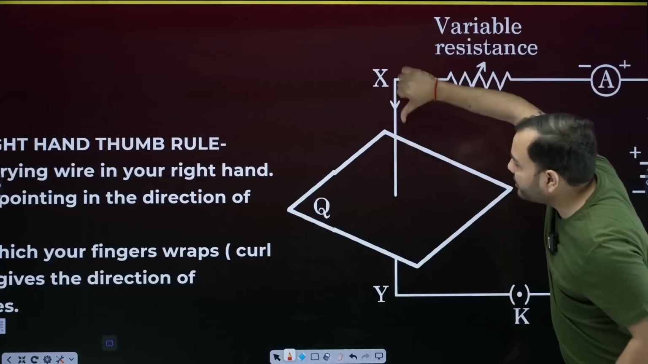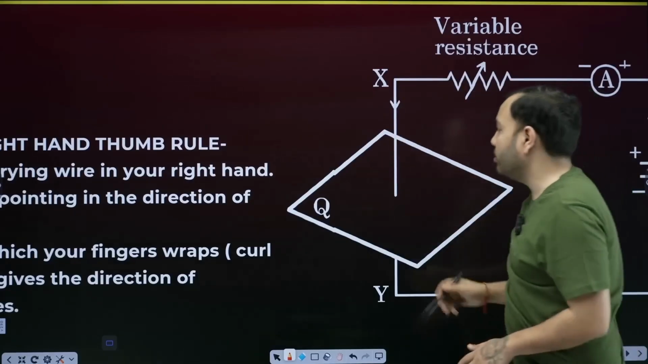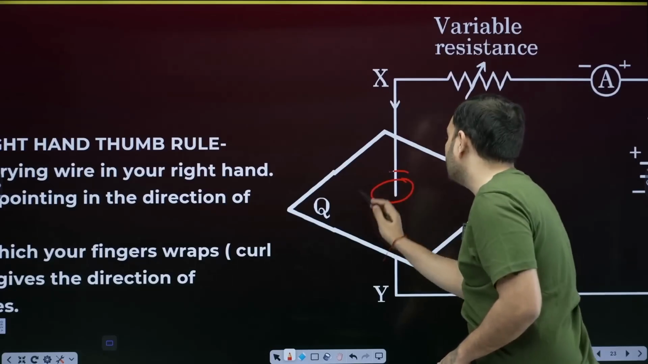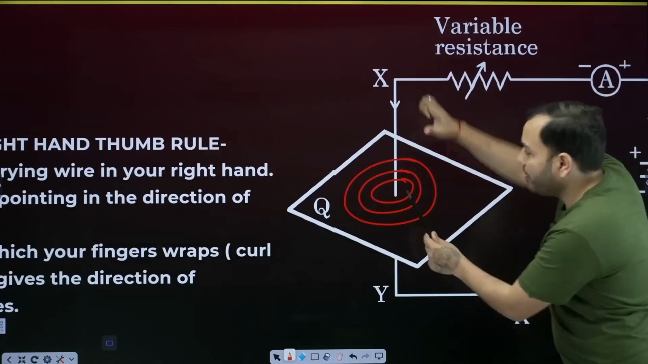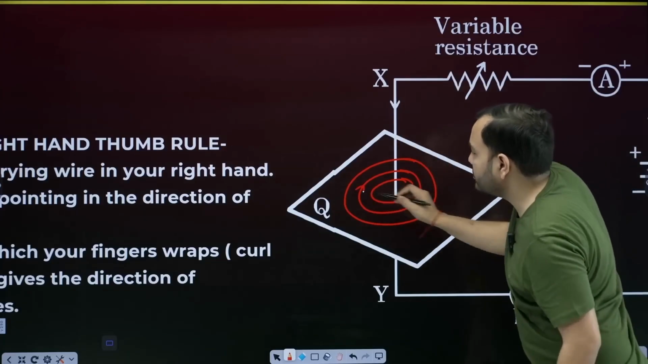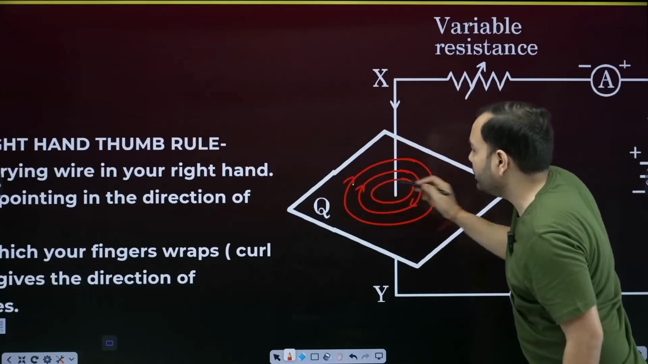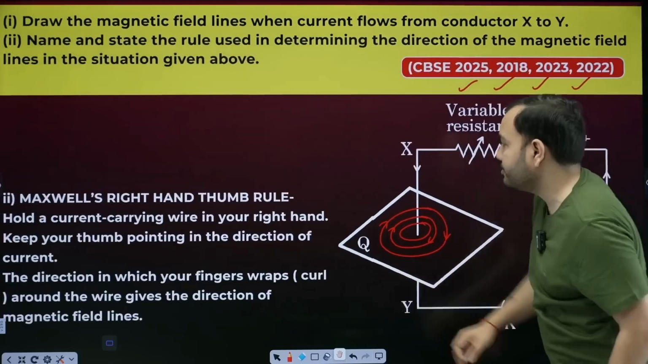You keep the thumb of the right hand in the direction of the current, fingers curled. How is it? Circle. And one or a lot? A lot. So one circle, two circles, three circles. Concentrate on the direction. So the current is going in this direction, so here on this side it goes inwards, and here on this side it comes towards outside. Concentric circles have to be made.